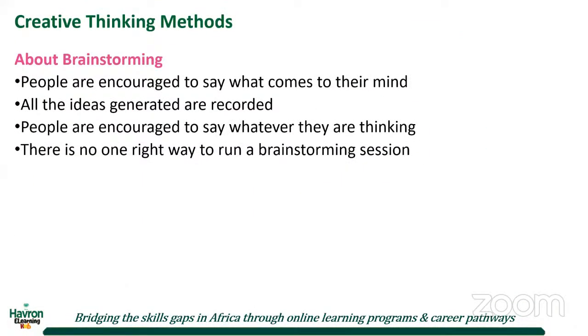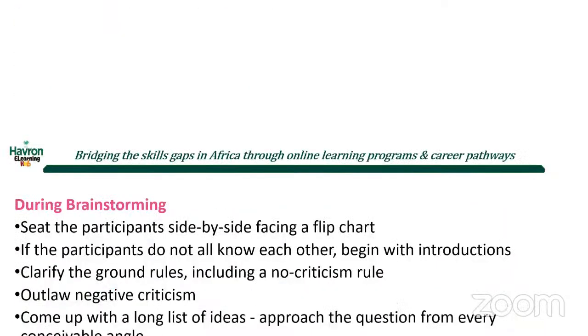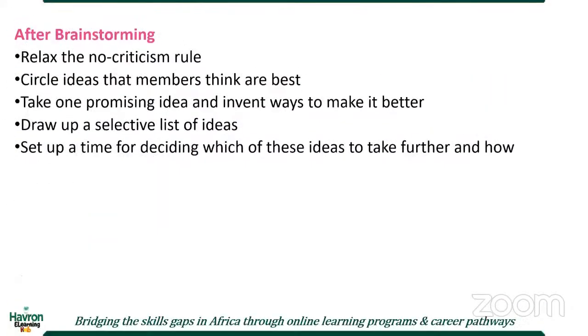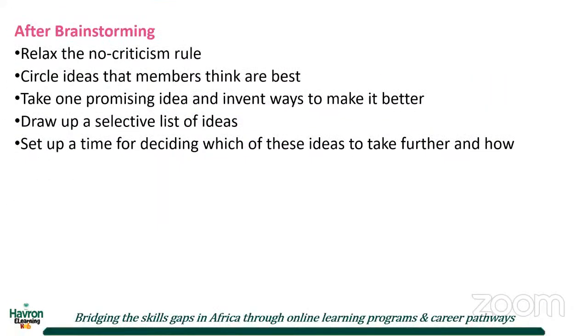Now the creative thinking method has to do with brainstorming. About brainstorming: people are encouraged to say what comes to their mind. All the ideas generated are recorded. People are encouraged to say whatever they are thinking. There is no one right way to run a brainstorming session, so you just leave it open. During brainstorming, these are the things you need to consider. You see the participants side by side, facing a flip chart. Make sure you record the ideas in full view.